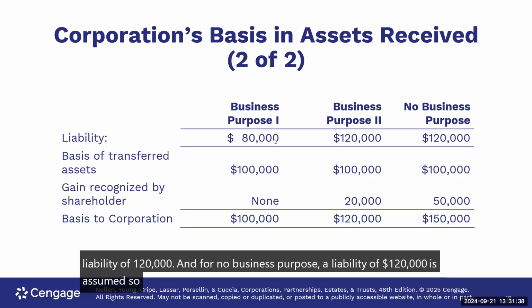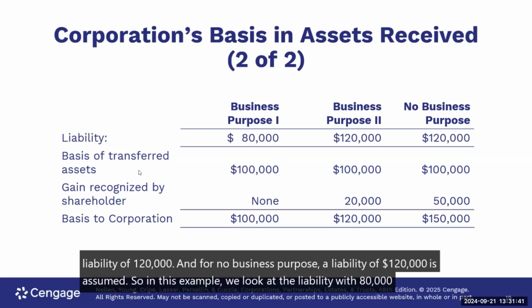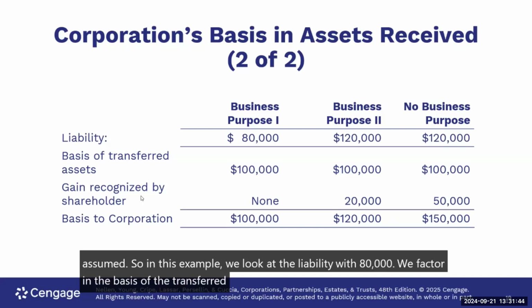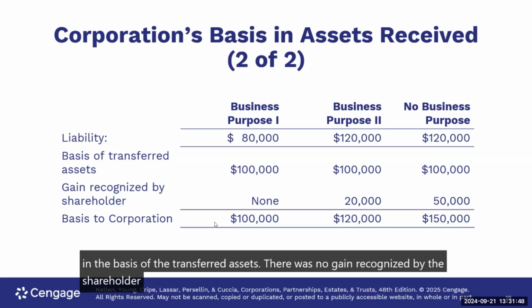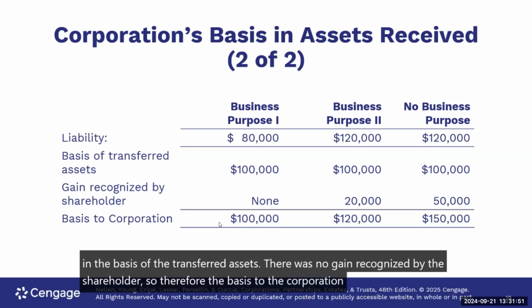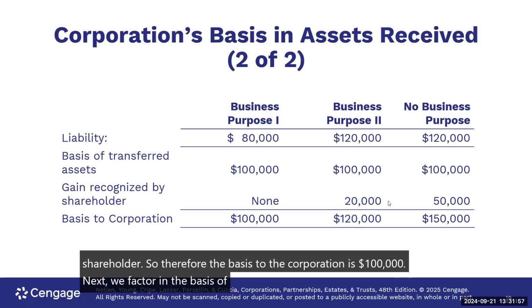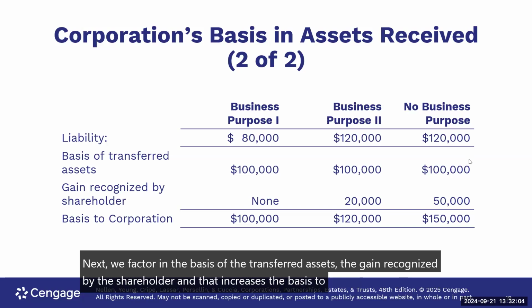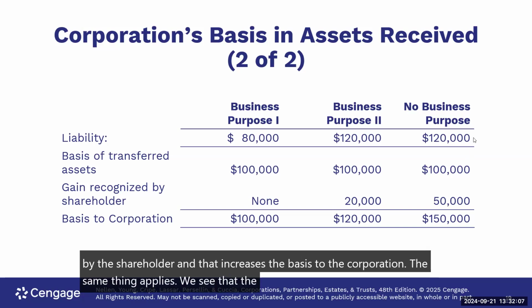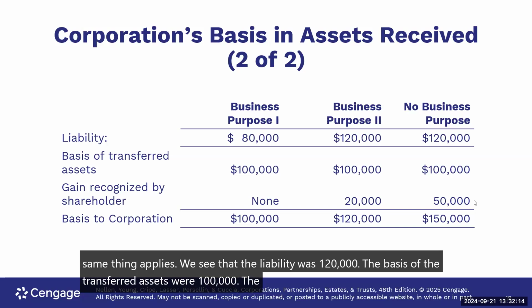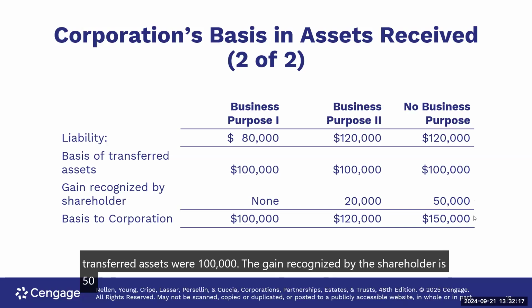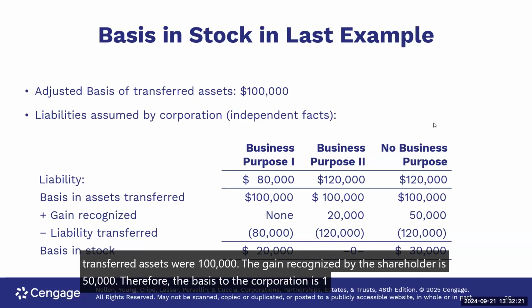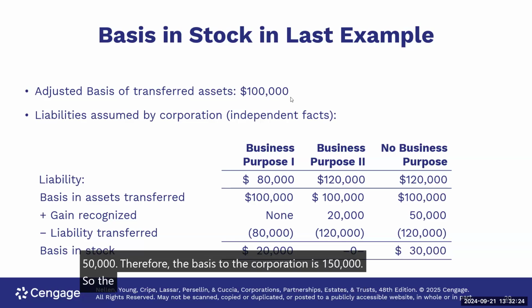So in this example, we look at the liability of $80,000. We factor in the basis of the transferred assets. There was no gain recognized by the shareholder, so therefore the basis to the corporation is $100,000. Next, we factor in the basis of the transferred assets and the gain recognized by the shareholder, and that increases the basis to the corporation. The same thing applies. We see that the liability was $120,000. The basis of the transferred assets was $100,000. The gain recognized by the shareholder is $50,000. Therefore, the basis to the corporation is $150,000.